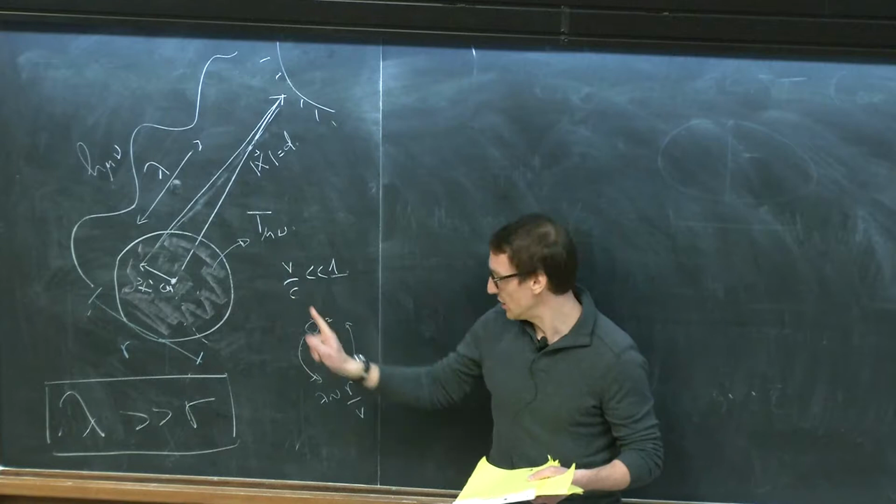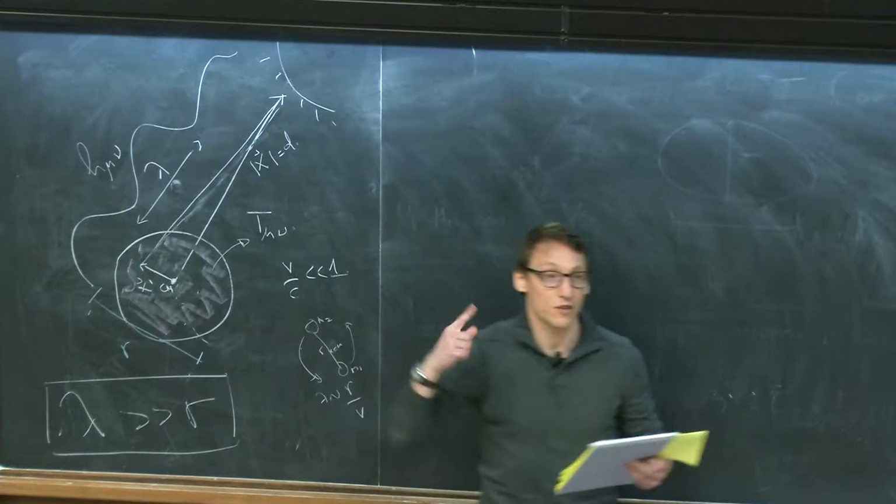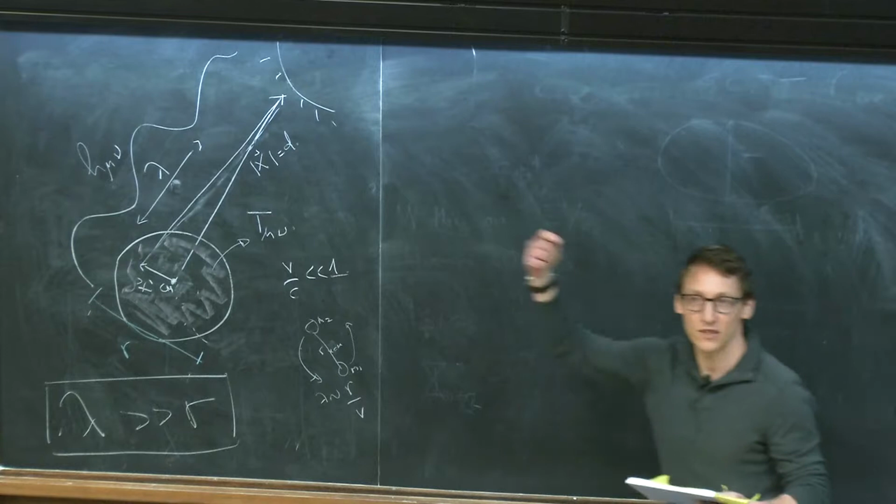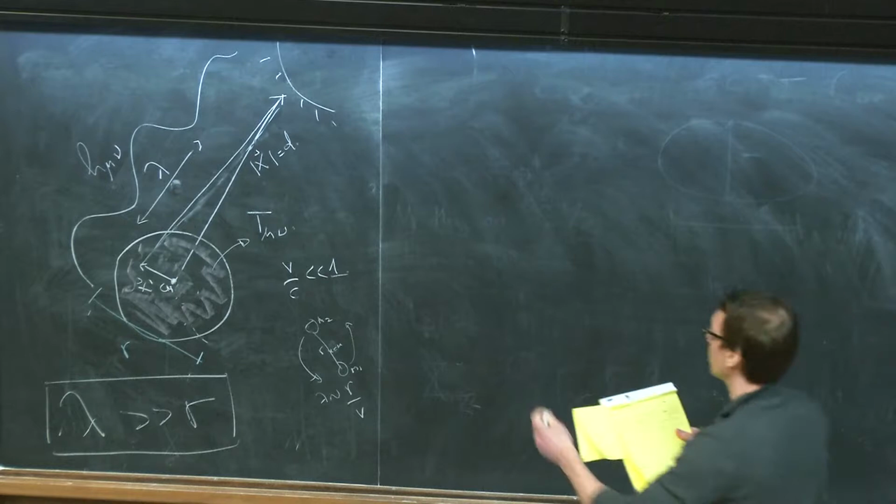So the wavelength is much longer than the separation, okay? And this is going to allow us to do a multipole expansion. That is what is going to come out here, the quadrupole moment, the octupole moment, so on and so forth. Okay, so this is what we're going to walk into, okay? So we're going to solve Einstein's equations.